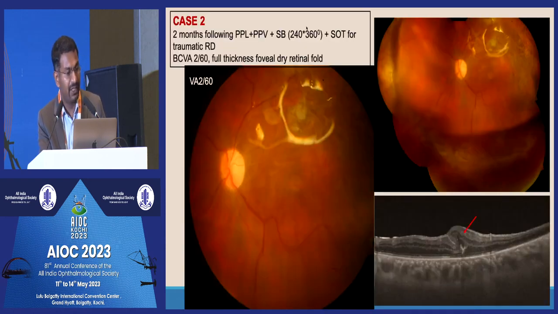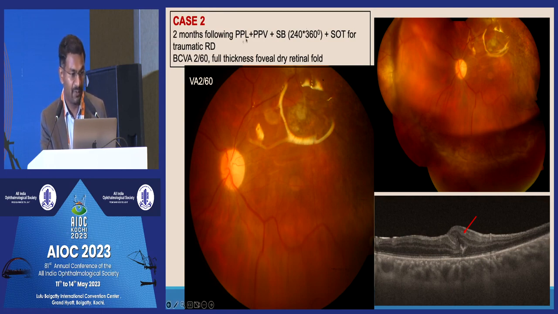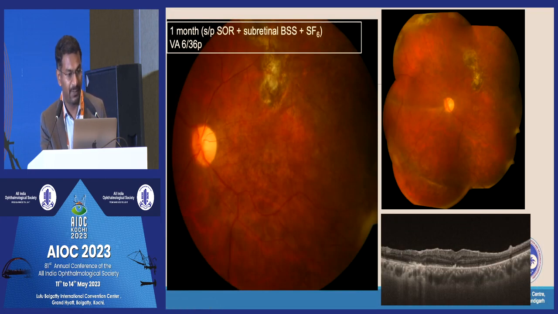Similarly, in one more case there was a dry retinal fold. This patient underwent a PPV and then buckling for a traumatic RD 2 months back, and at the time of presentation he had a visual acuity of 2/60, and there was a full thickness dry retinal fold involving the fovea. Again we repeated the same surgery, and after 1 month the dry retinal fold was completely resolved, and the patient's visual acuity improved to 6/36.